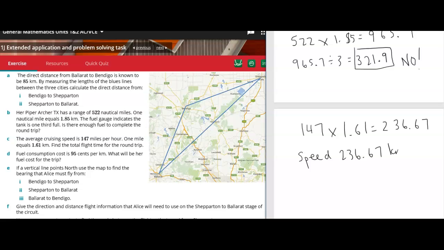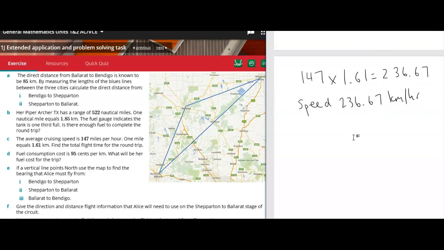236.67 kilometers per hour. Find the total flight time for the round trip. So we need to use the formula speed equals distance over time. You may have used this before, maybe in science. So speed equals distance over time.